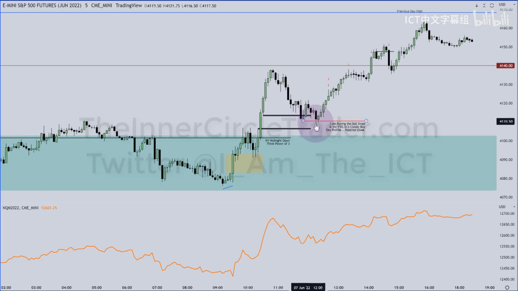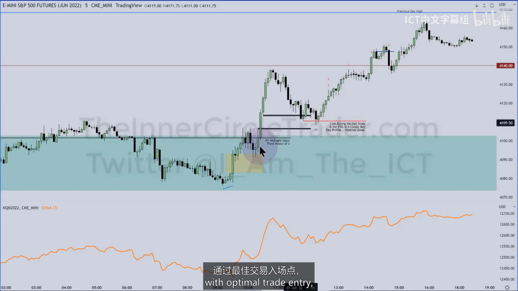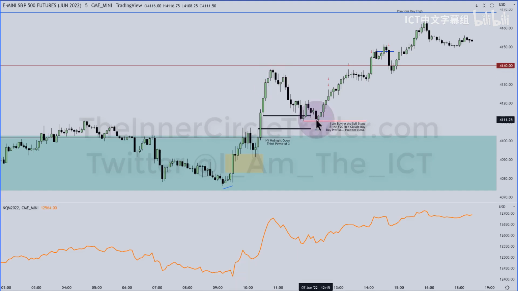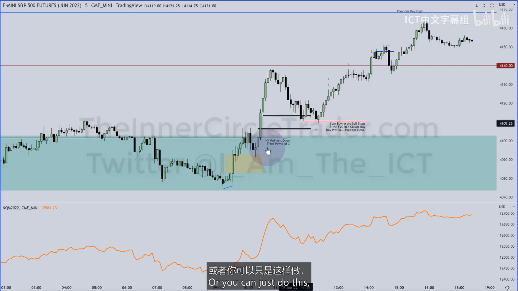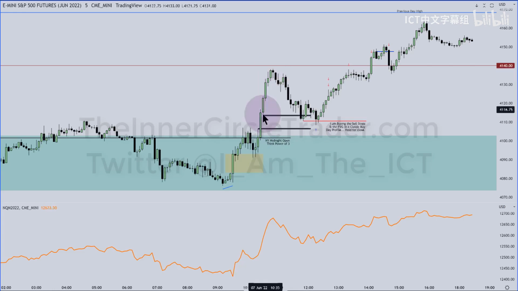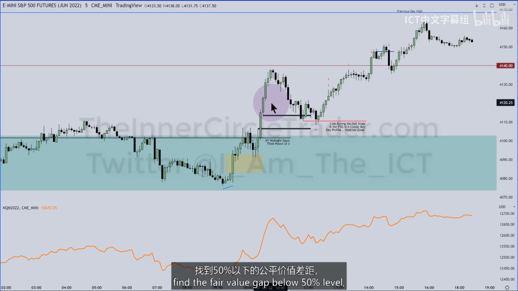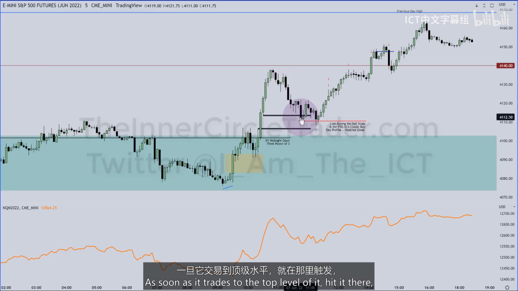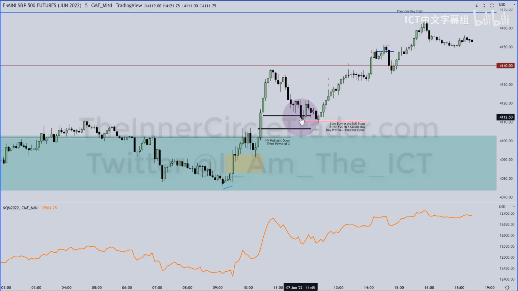But now watch what else there is. This is turtle soup. You have a low, lower low, buy the low that's being violated with optimal trade entry. See that? Or you can just do this. Low, high, find the fair value gap below 50% level, which is a discount. As soon as it trades to the top level of it, hit it there, buy it there, stop below the lower low.